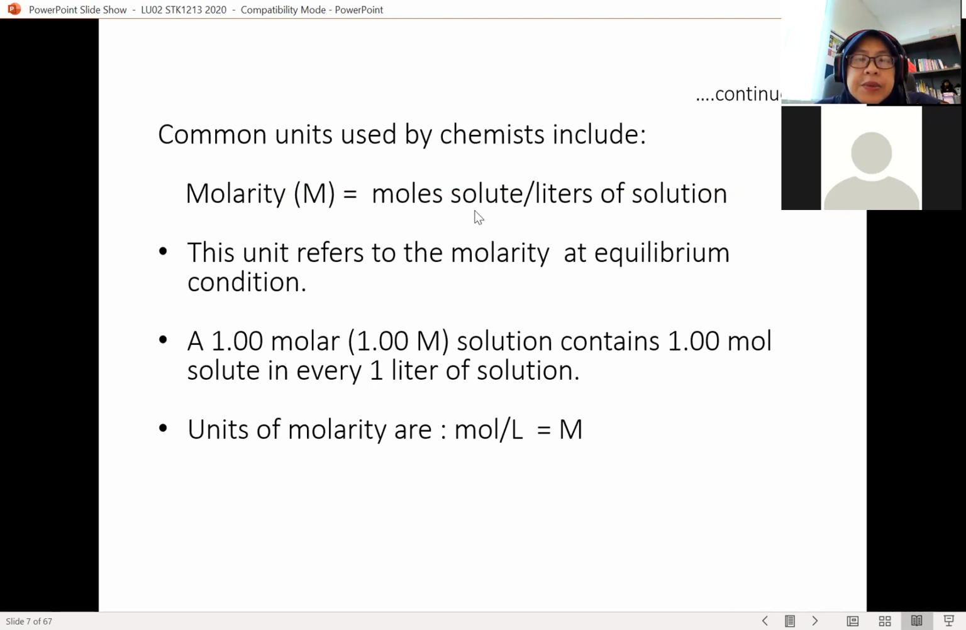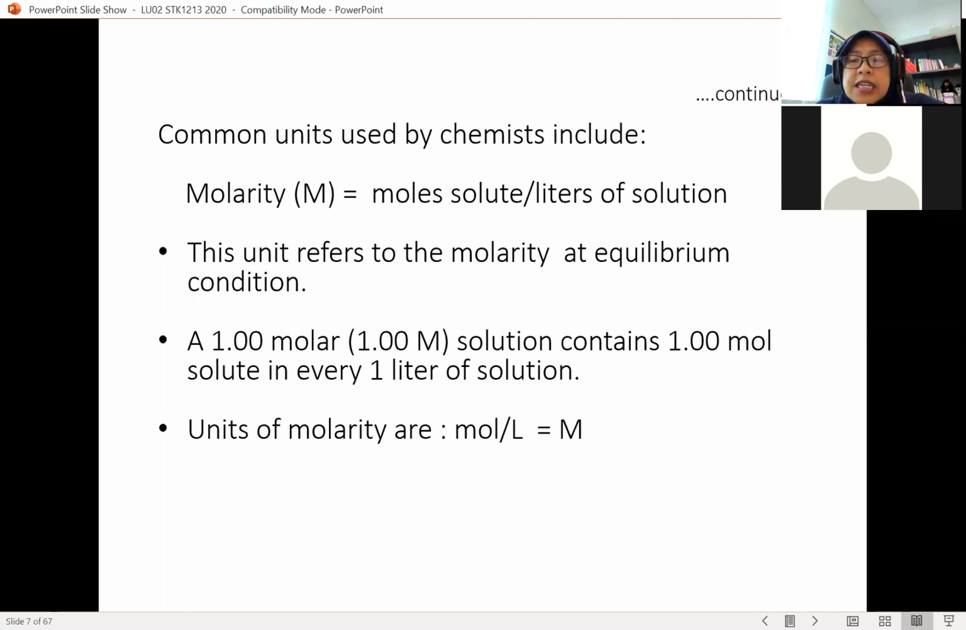Okay, so when we talk about moles of solute, it is the amount of the substance in the solution. For example, when we talk about hydrochloric acid solution, hydrochloric acid is the solute and the solution is the hydrochloric acid solution. The solvent is water. So there are 3 different terms here: one is solute, one is solvent, another one is solution. Solution is the result of solute and solvent.